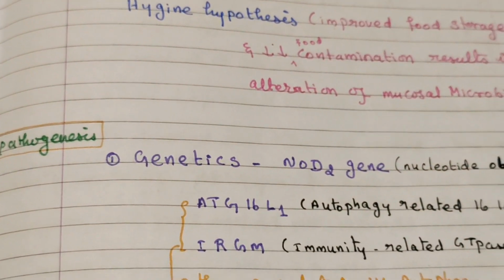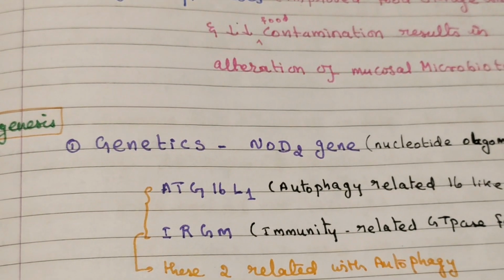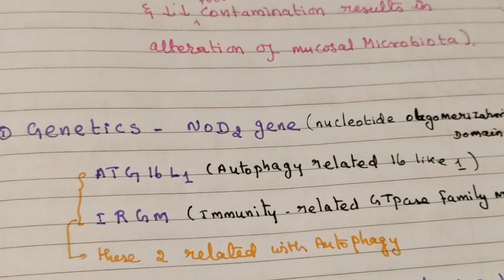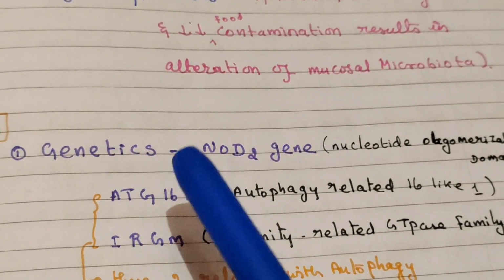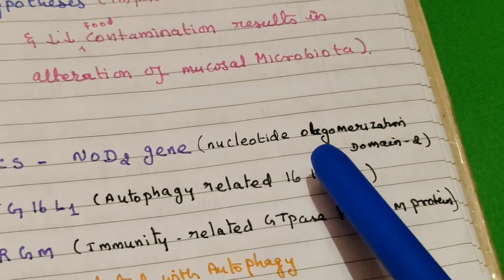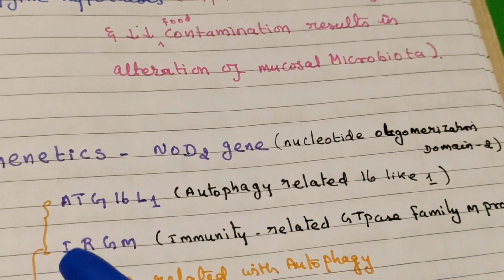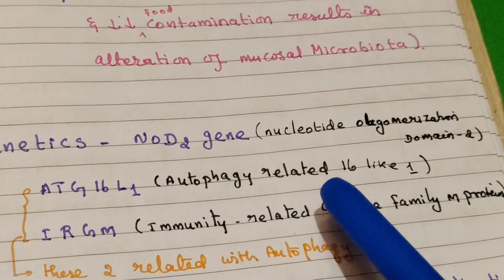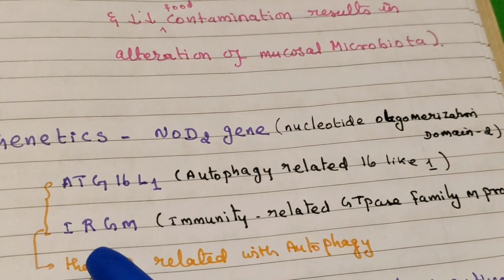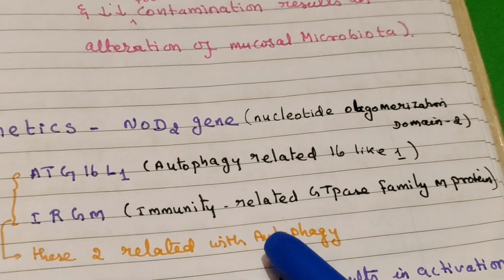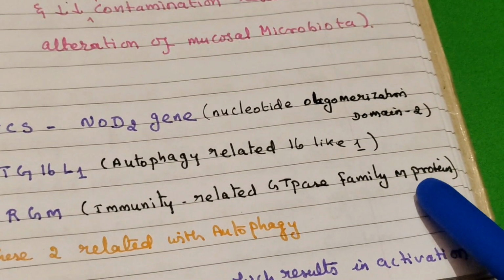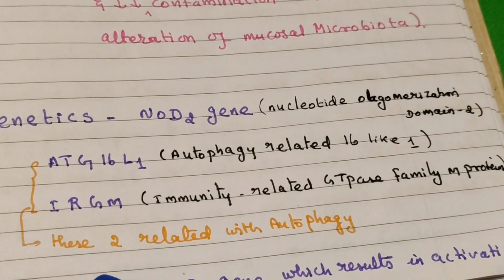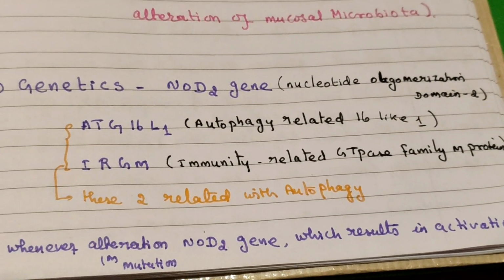Then pathogenesis. First one is genetics. In genetics, we have the NOD2 gene, nucleotide oligomerization domain 2. Then ATG16L1, autophagy related 16 like 1. Then IRGM, immunity related GTPase family M protein. These two, ATG16L1 and IRGM, are related to autophagy.